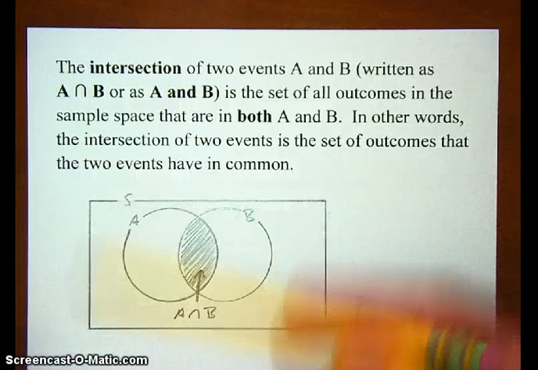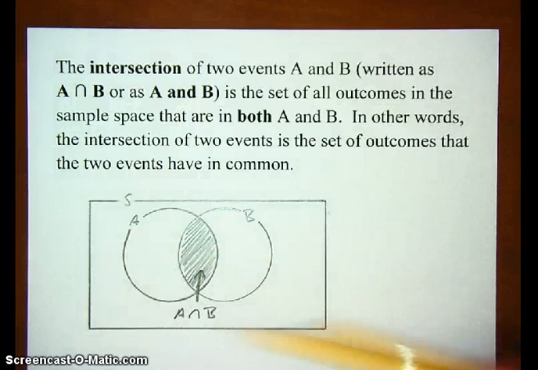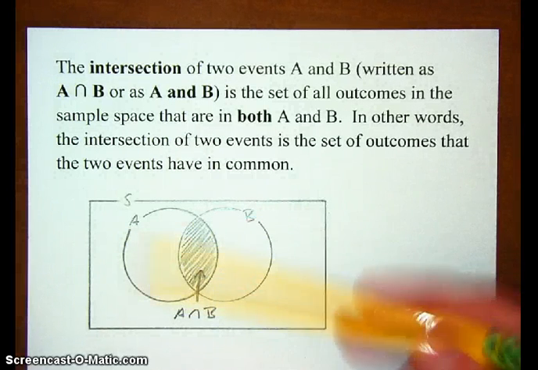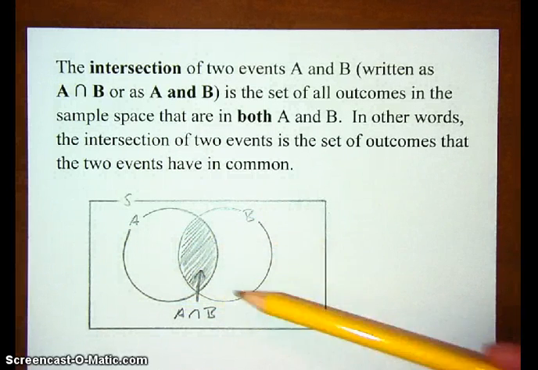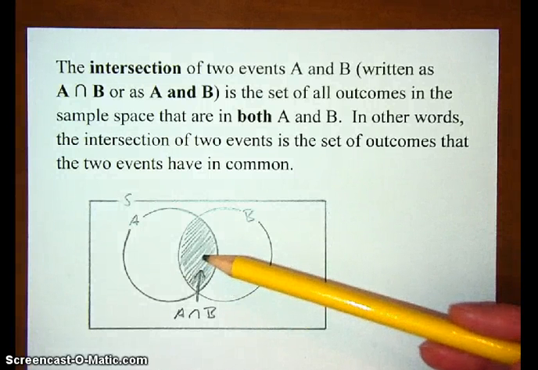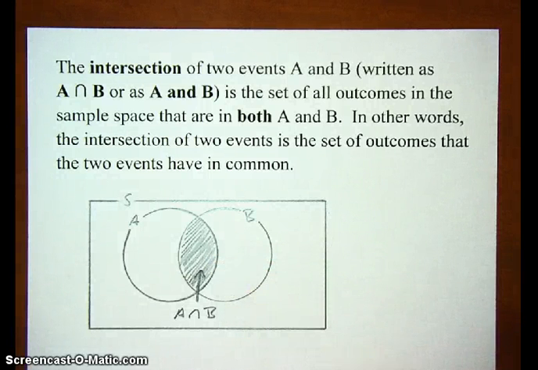Here is a Venn diagram that illustrates that. We have the sample space rectangle. We have the circle for event A, the circle for event B. Where they overlap, that is the intersection of the events A and B. And I've shaded that in.